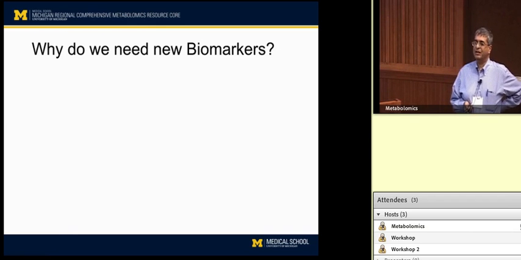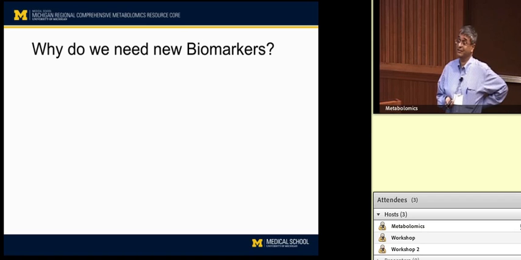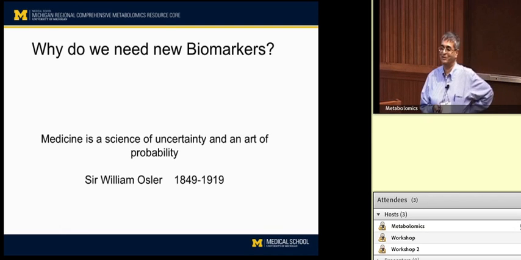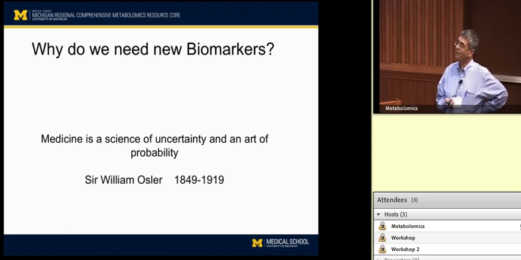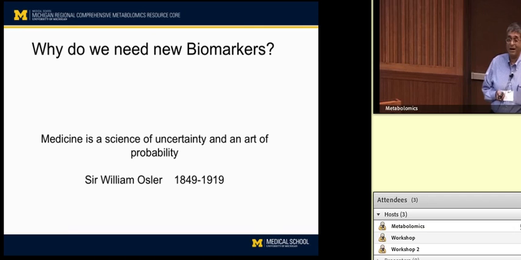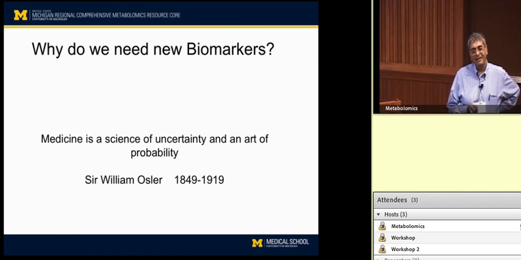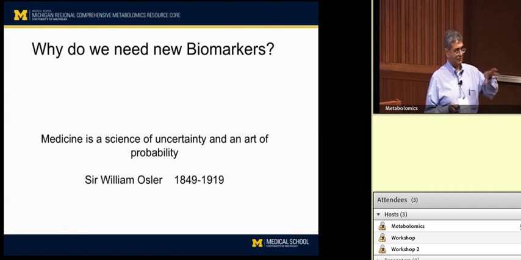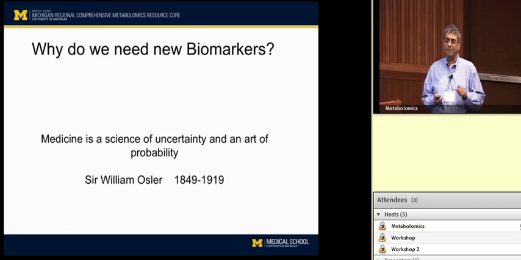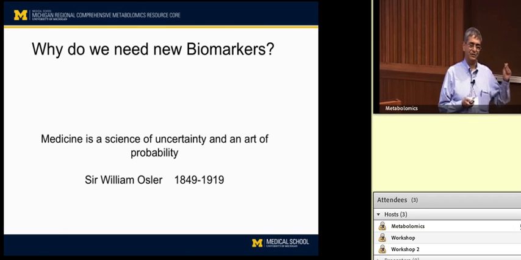The answer is that medicine is relatively imprecise at this point. This comes from a quote of one of the famous physicians, William Osler, who said, medicine is a science of uncertainty and an art of probability. Many things in medicine are based on the art of medicine. We figure out that this person may need more aggressive treatment based on this and this feature, but it's not very precise. Not all diabetics develop complications, for example.